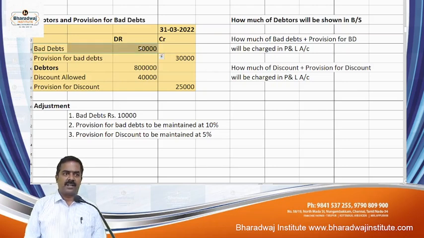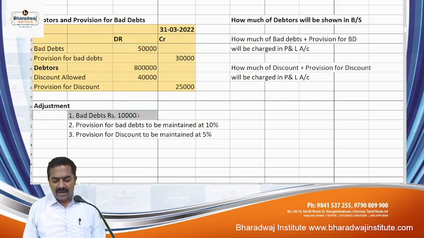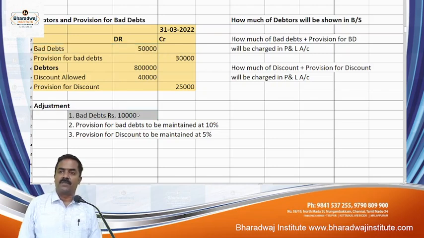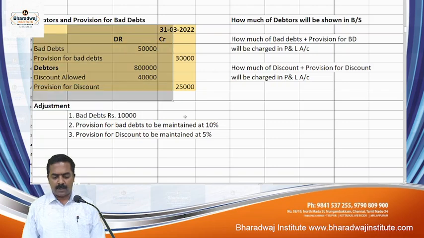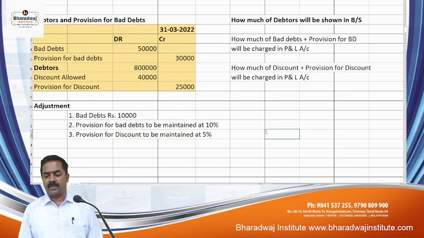This bad debts is already reduced from debtors. What is the journal entry we pass? Bad debts account debit to debtors account. Already that has been recorded. So this bad debt is yet to be recorded, so we have to adjust it from debtors balance. So copy this problem. One of the very good problems that can be tested in exam.